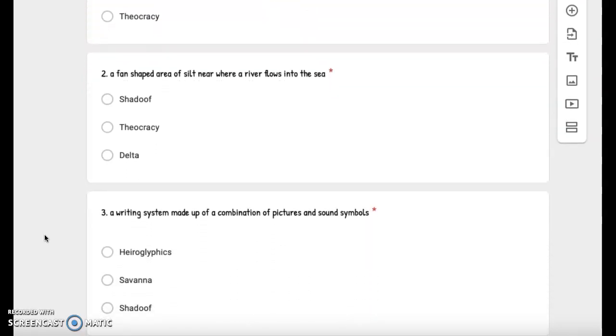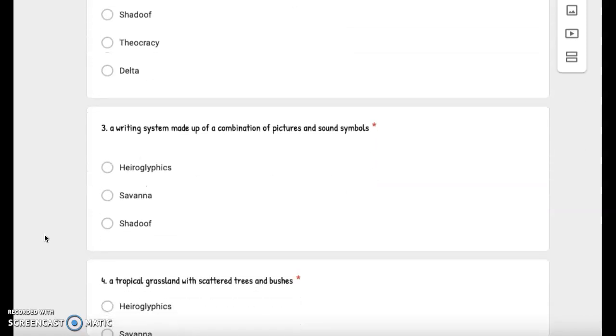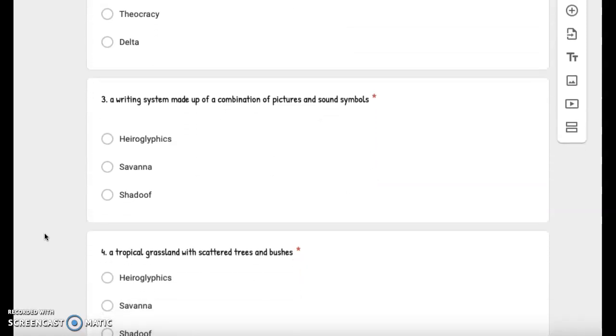Number 2. A fan-shaped area of silt near where a river flows into the sea. Shadoof, theocracy, or delta. Number 3. A writing system made up of a combination of pictures and sound symbols. Hieroglyphics, savannah, or shadoof.